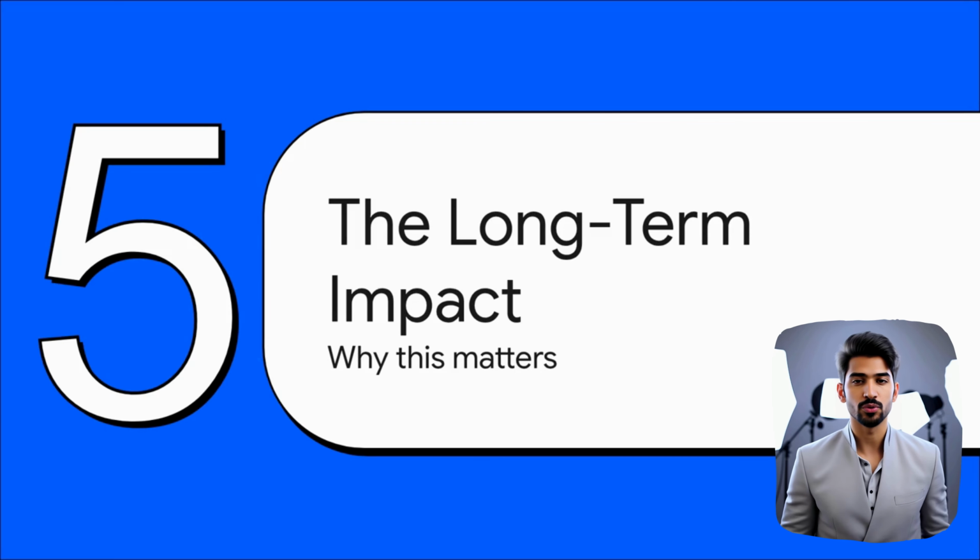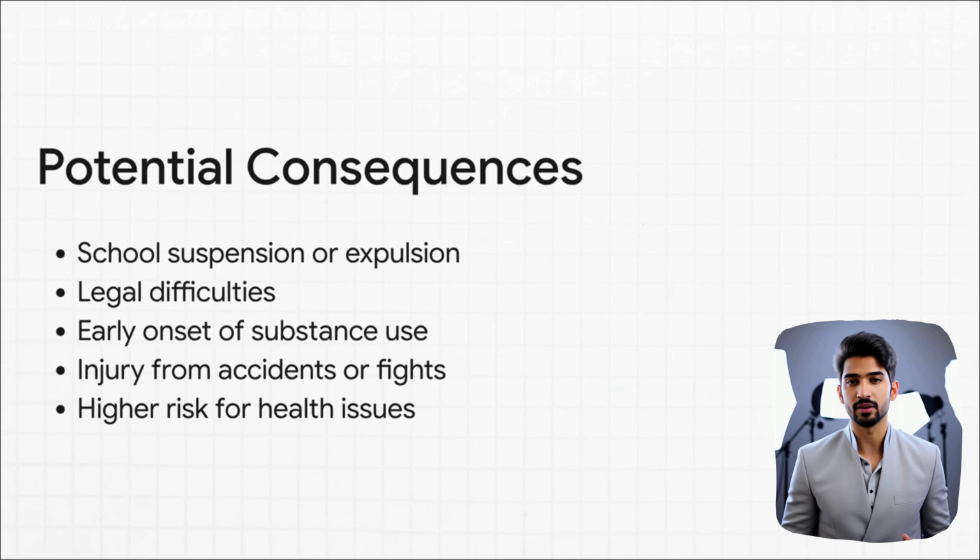Okay, so this brings us to our final and maybe our most important section. Why is it so absolutely critical to understand and identify this disorder? Well, it's because the long-term consequences can be really, really severe. The behaviors that are part of conduct disorder can set off a whole cascade of negative outcomes. We're talking about everything from getting suspended or expelled from school to running into legal trouble, to an earlier start with substance use. It also raises the risk of physical injuries from fights or accidents, and even points to more health problems later in life.